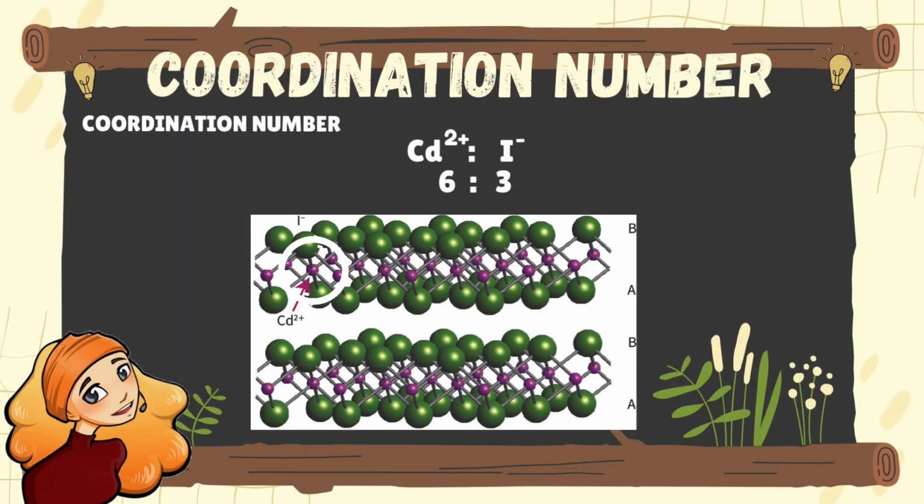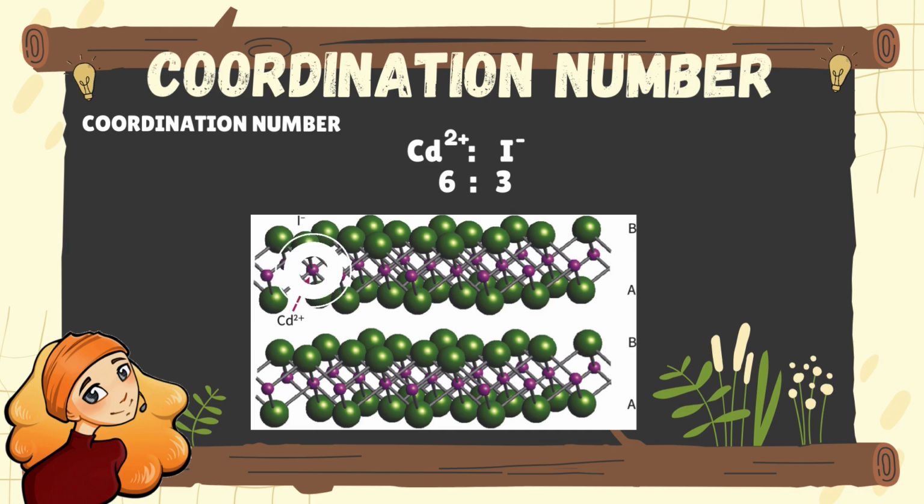The coordination number of cadmium-2 ion is 6, and the coordination number of iodide ion is 3. The structure below shows the AB-AB stacking arrangement of iodide ions with the cadmium-2 ions occupying half of the octahedral sites in alternate layers. The purple spheres represent cadmium-2 ions, while the green spheres represent iodide ions.